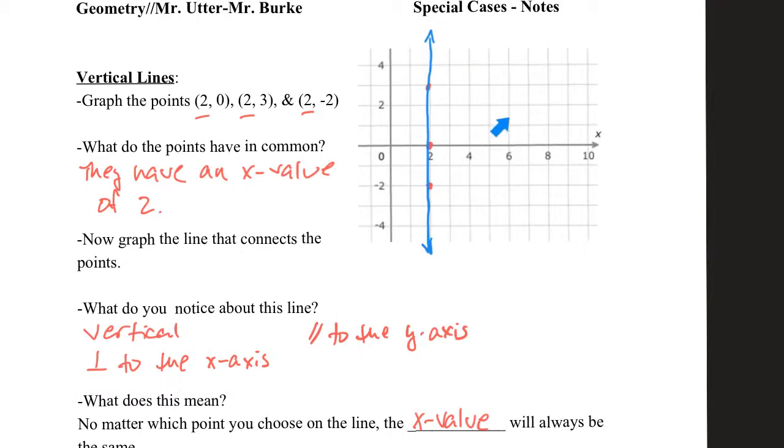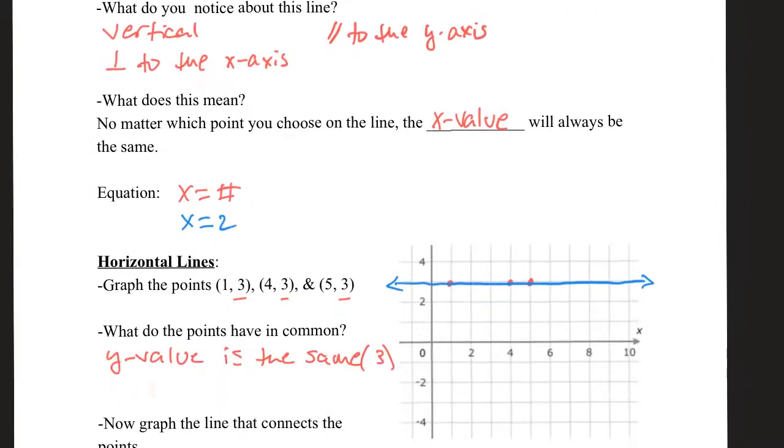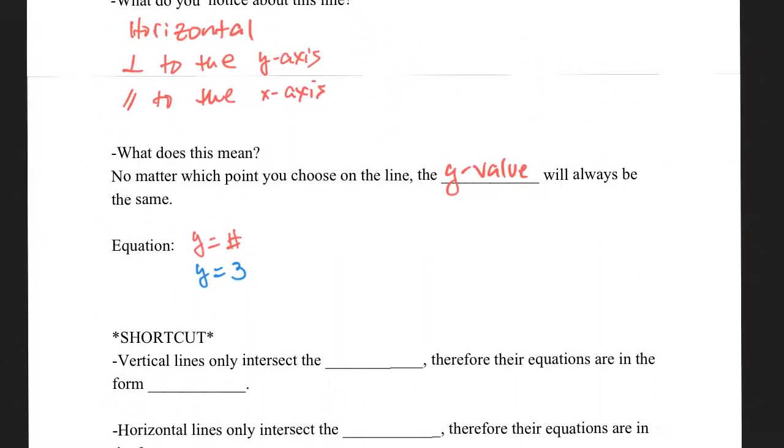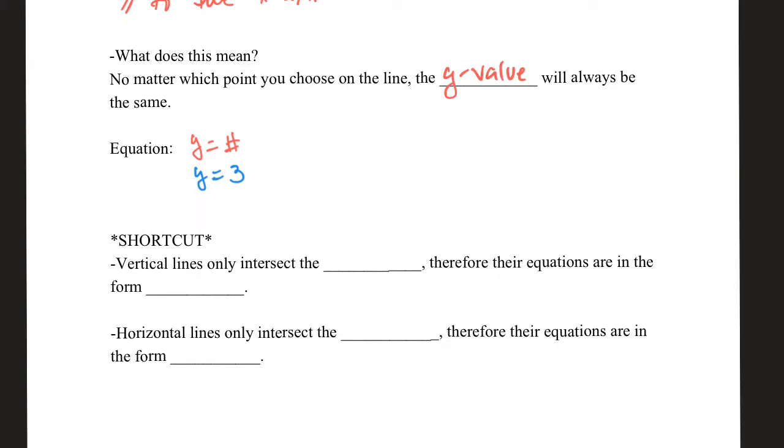If the line was over here, it only intersects the x-axis at 6. So therefore, the equation of that line would be x equals 6. So when it's a vertical line, it only intersects the x-axis. Therefore, it is in the form x equals. So let's fill that in: it only intersects the x-axis, therefore it's in the form of x equals.